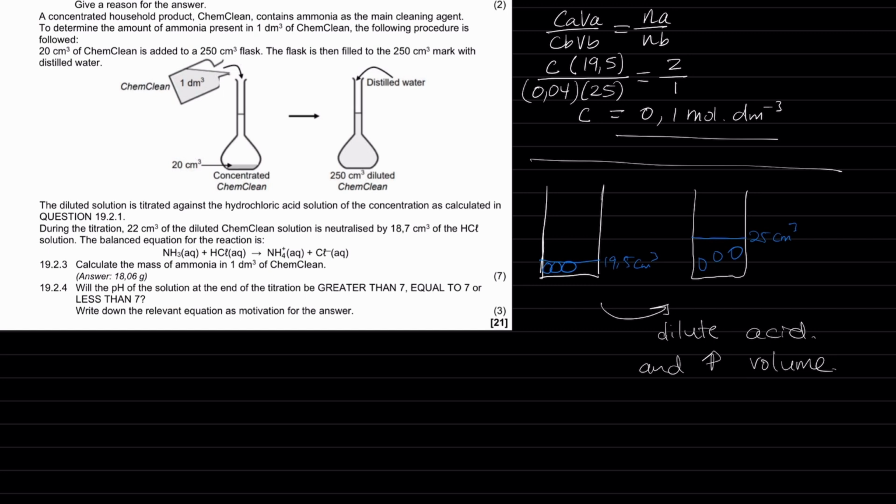The diluted solution is titrated against the hydrochloric acid solution of the concentration as calculated above. During the titration, 22 cm³ of the diluted ChemClean solution is neutralized by 18.7 cm³ of the HCl solution. The balanced equation for the reaction is given. So 19.2.3: calculate the mass of ammonia in 1 dm³ of ChemClean. Now this is a 7-mark question, so it's going to involve multiple steps. The way I would suggest we do this is by breaking it up into small pieces.